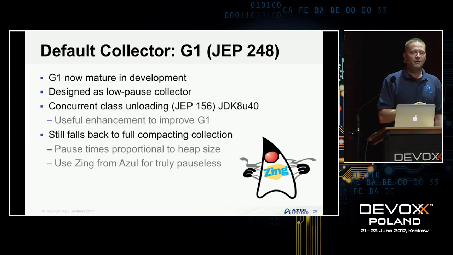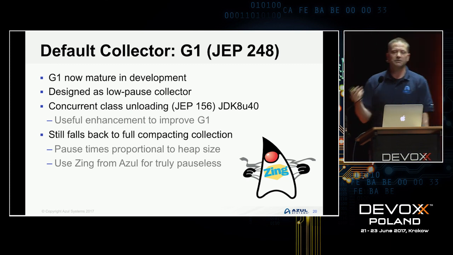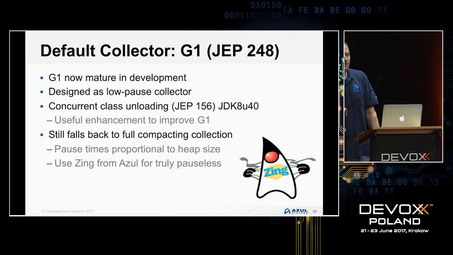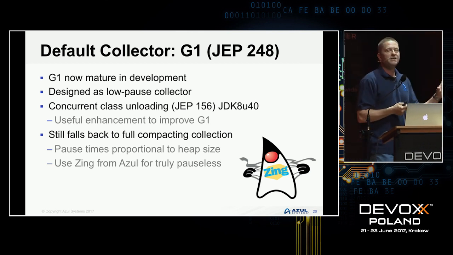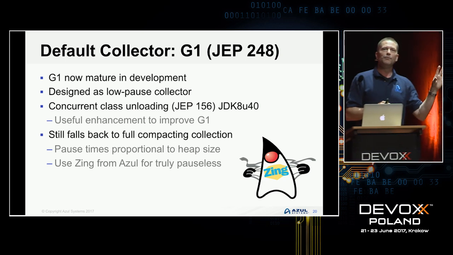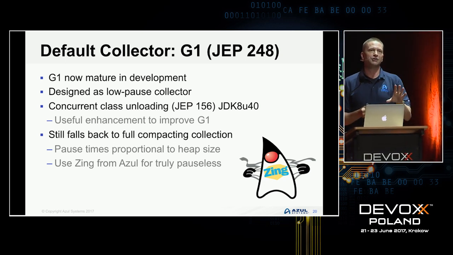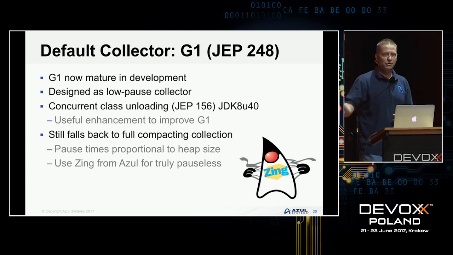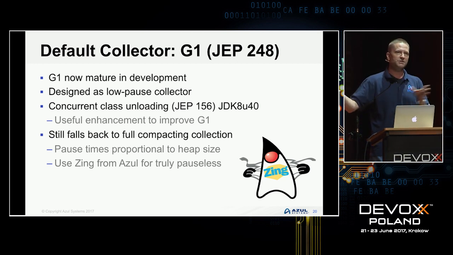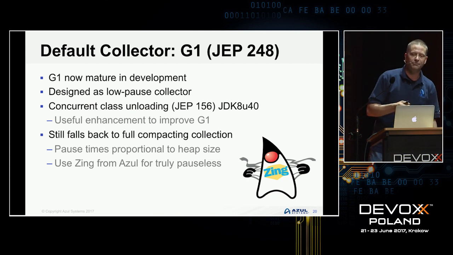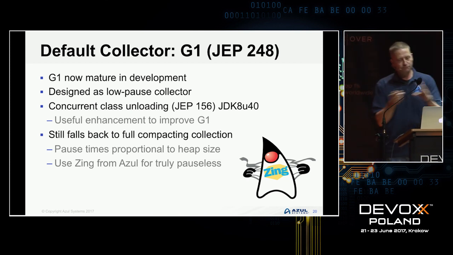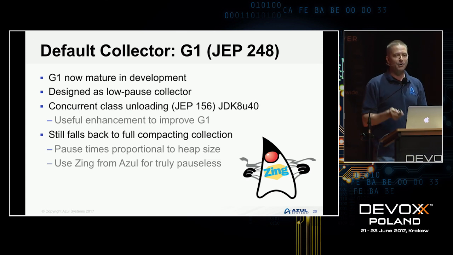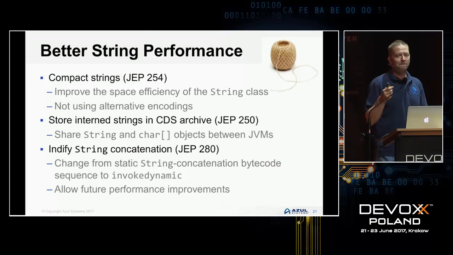Some changes that have been made around that to improve efficiency are things like concurrent class unloading. That was introduced back in JDK 8 to make it better. But the one thing I would say is that G1 will still fall back to a full compacting collection. So if it can't keep up with the rate of allocation, then you will still see very long pauses associated with compacting the old generation. If you're interested in pauseless garbage collection, then have a look at Zing. That's my marketing slide there.